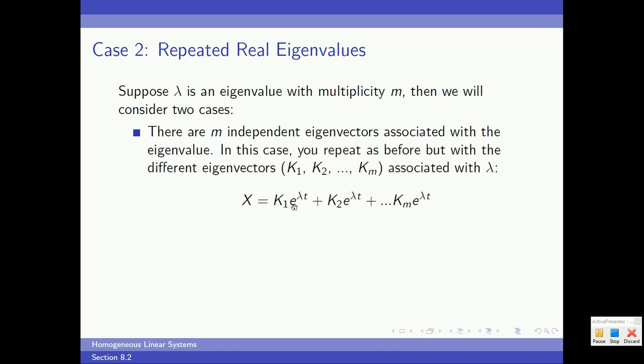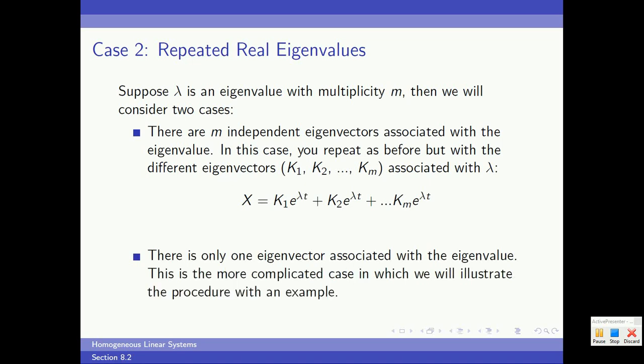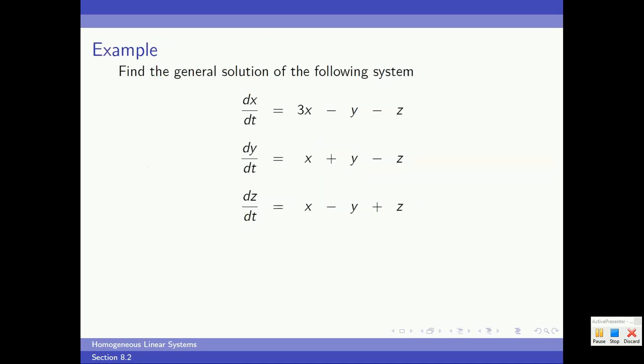And in this case, if I have different independent eigenvectors, then I have K1 e to the lambda t, K2 e to the lambda t, Km e to the lambda t. All of these eigenvectors are multiplied by e to the lambda t because this lambda is the exact same thing. If there's only one eigenvector, then this is more complicated, and I'm going to show you an example with that one.